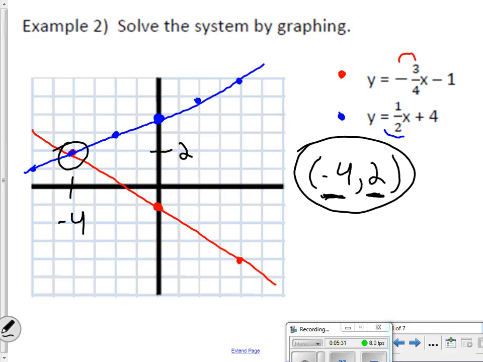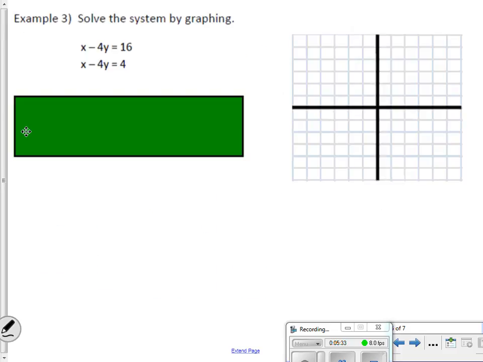Let's look at another one. In this case, you're going to do the same exact thing, solve by graphing, but our two equations, again, aren't given as y equals mx plus b. They're going to be a little bit harder to graph. So before we do anything else, let's change them into slope-intercept form, make it nice and easy for us to graph them. So in each case, we have x minus 4y equals 16 and x minus 4y equals 4.